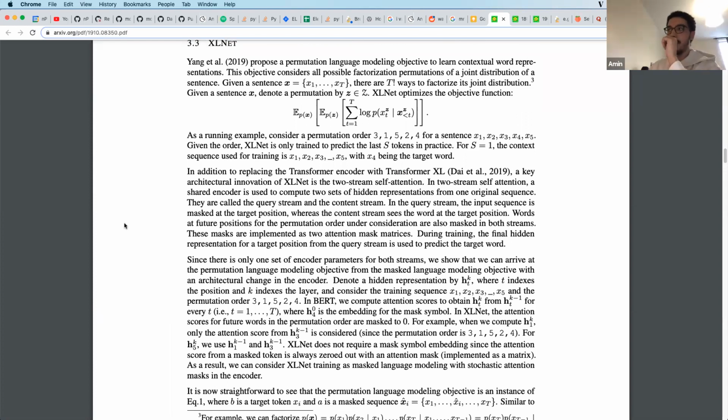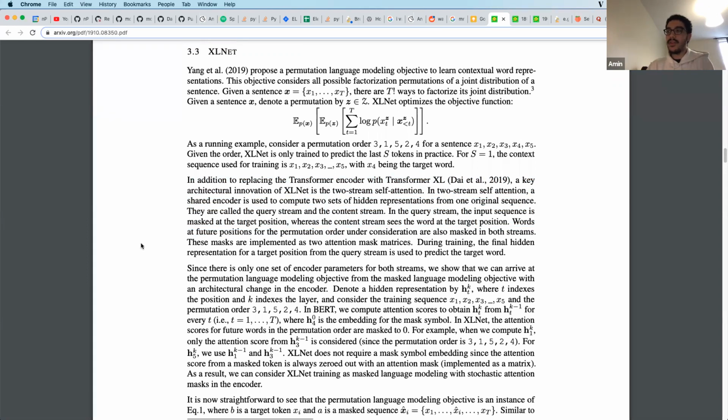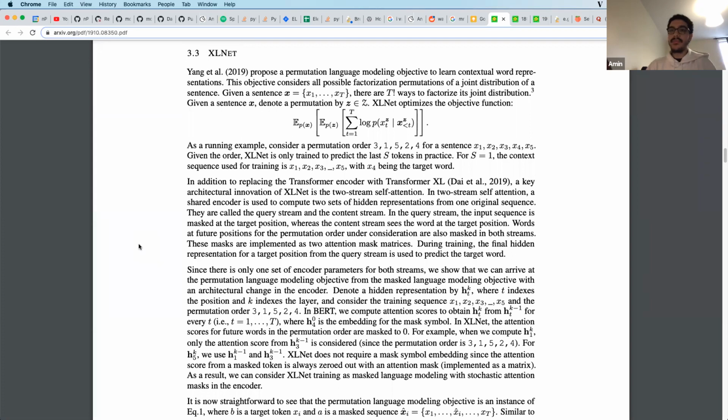another key difference is that instead of using just one self-attention mechanism to get a representation of a sentence, it actually uses two-stream self-attention. So in essence, what this does is it produces two representations of the same sentence, one of which applies a mask at the target position and one which doesn't.